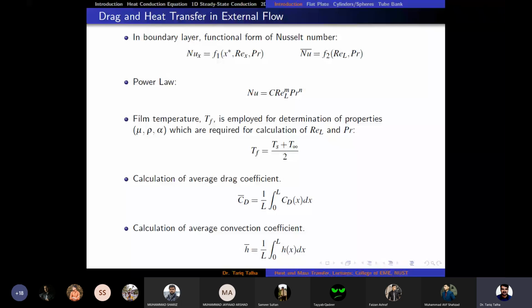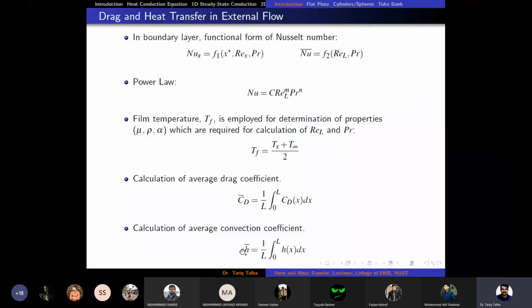So we just want to apply Q is equal to h A_s (T_s minus T_infinity), which is quite simple in doing the calculation. That's why we want to calculate an average value of h, and that is the same value which we used in conduction analysis. Whenever we had some convection phenomena, we were given a numerical value of h, like 20 watt per meter square Kelvin or 100 watt per meter square Kelvin, like in transient analysis, then 2D steady state, and then 1D steady state. We were always given a numerical value of h.